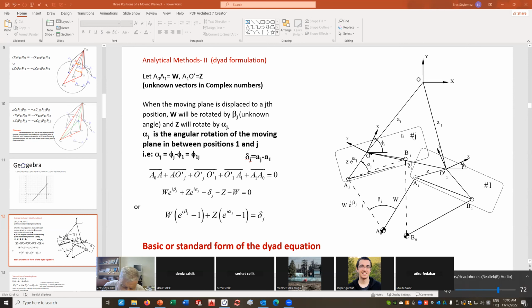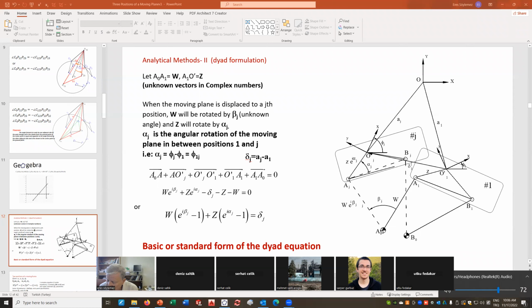In position j, j can be 2, 3, 4, whatever you call it, the frame is at position j like this, making an angle phi j, Oj prime. Okay? Now, let me assume I have a circle point A1 or B1. I know the circle points, and I know the center points A0, B0.